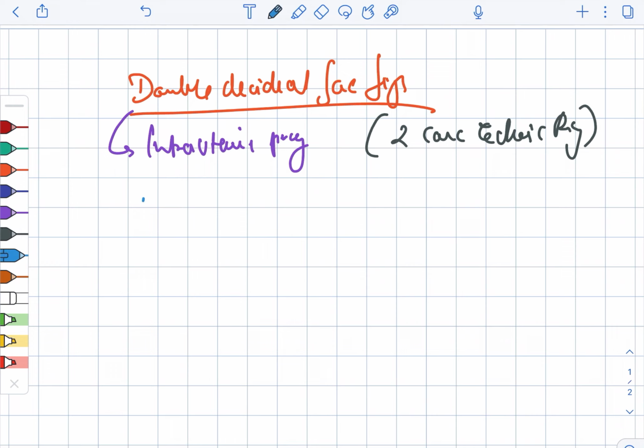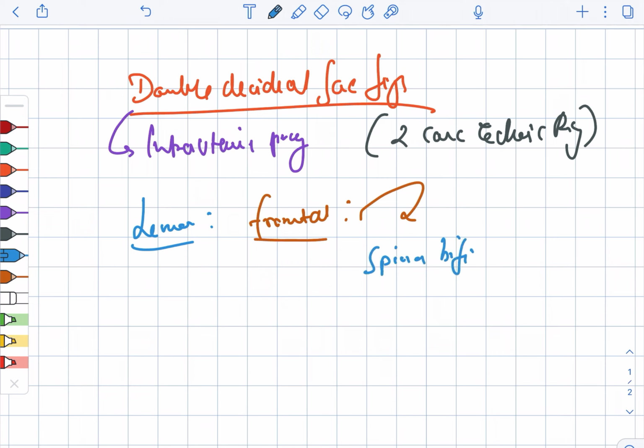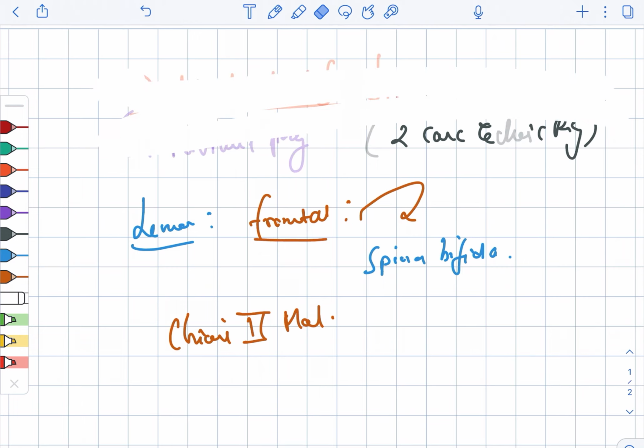Next, we are going to look at the lemon sign. The lemon sign is seen at the level of the lateral ventricle. There is inward bowing or scalloping of the frontal bones, which gives rise to the lemon sign. What it indicates is spina bifida, and it is characteristically associated with the Chiari 2 malformation.